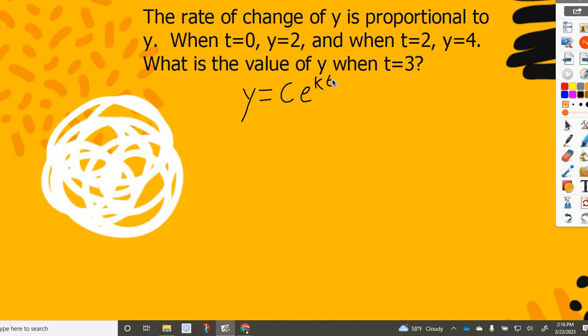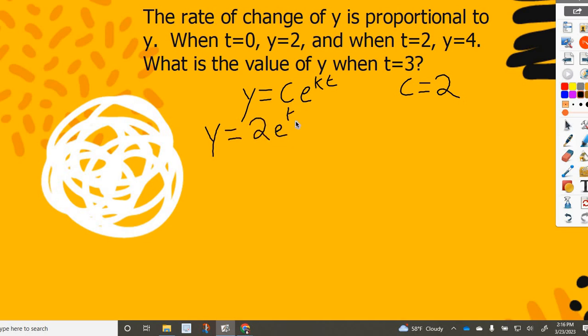However, they give us 2 conditions. So if t is 0 and y is 2, what does that give us? C equals 2, because that would be our initial value. So we know that c must be 2, so we can go ahead and plug that in.